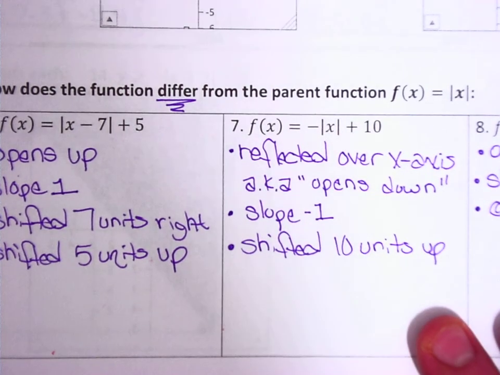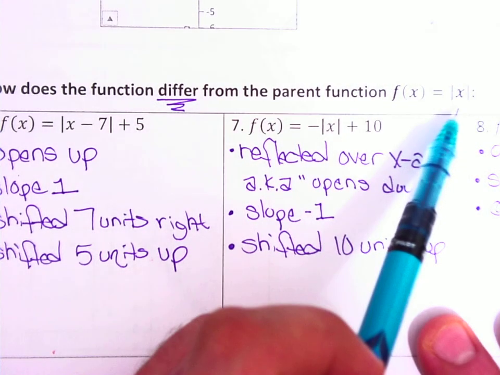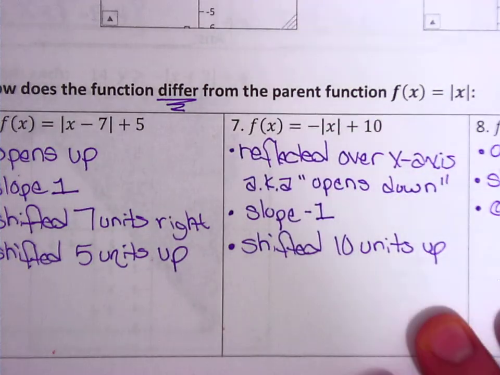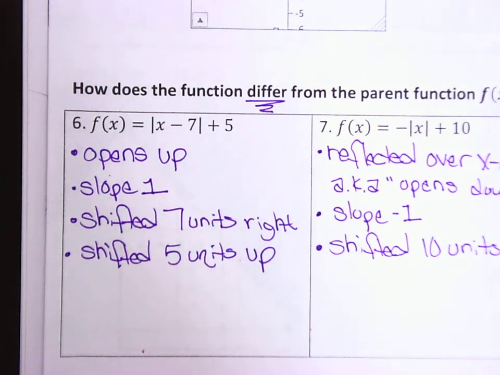For number 6, 7, and 8, I can go ahead and just refer to number 1 if I did my graph correctly, or if I know this topic well enough, I can go ahead and just look at these equations and explain what's going to happen.